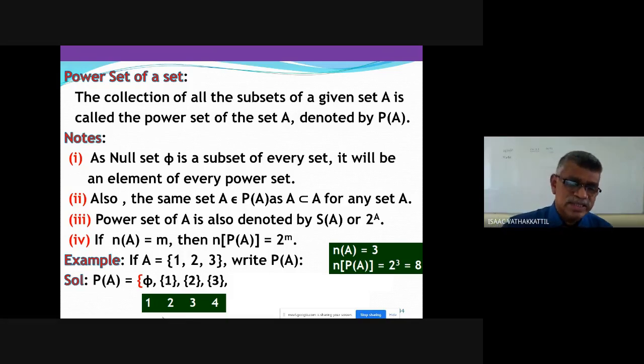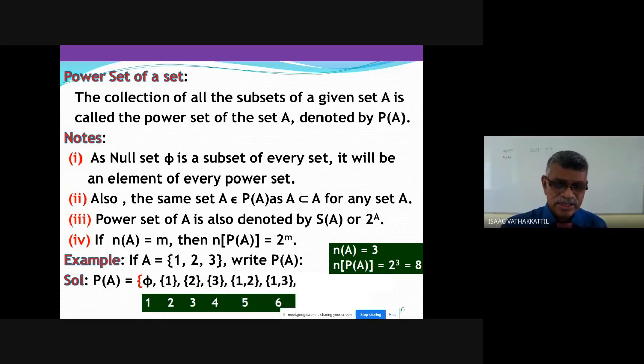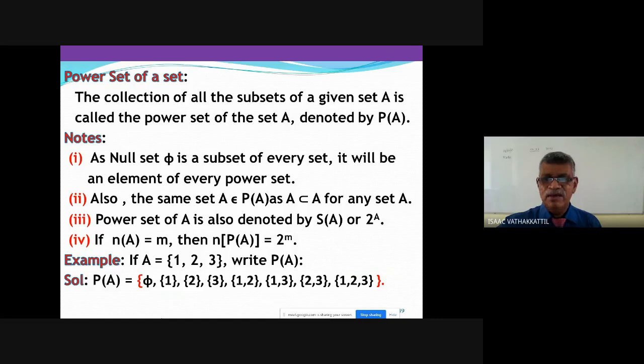Then I have to write subsets with 2 elements. I may write {1, 2}, then {1, 3}, further {2, 3}. No more sets with 2 elements: without 3, then without 2, without 1. Now I have only one more option because there are totally 8 elements. The last one is the set containing 3 elements, that is set A itself, {1, 2, 3}. So hence I have 8 elements for the power set.